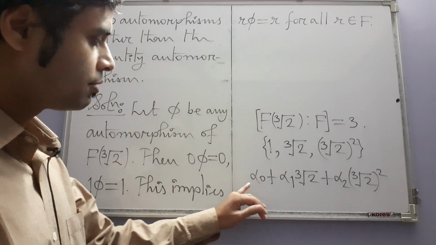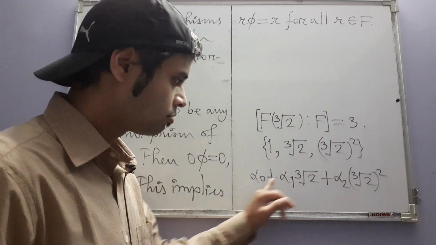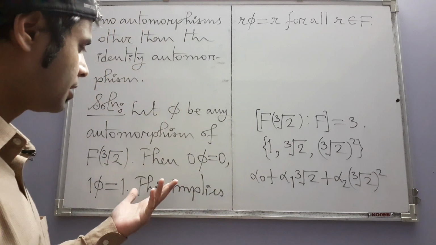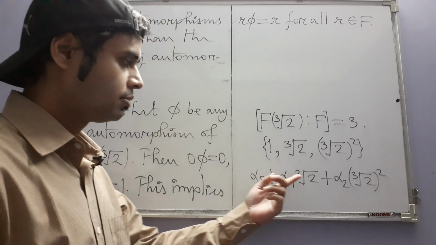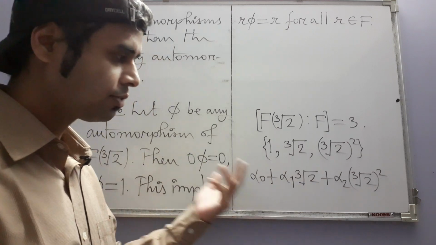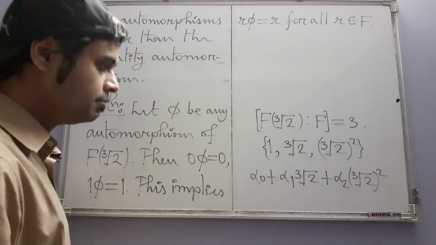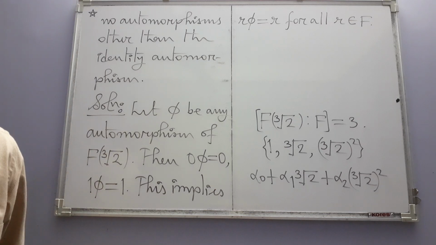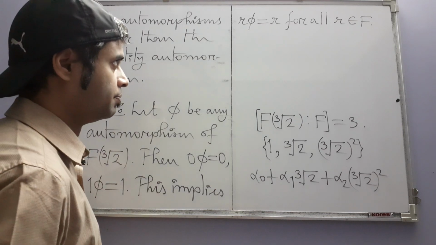Now we already know that these rational coefficients are fixed by our phi. Now additionally, if we can also show that phi fixes this cube root of 2, then phi will fix everything. That's what we now want to show.